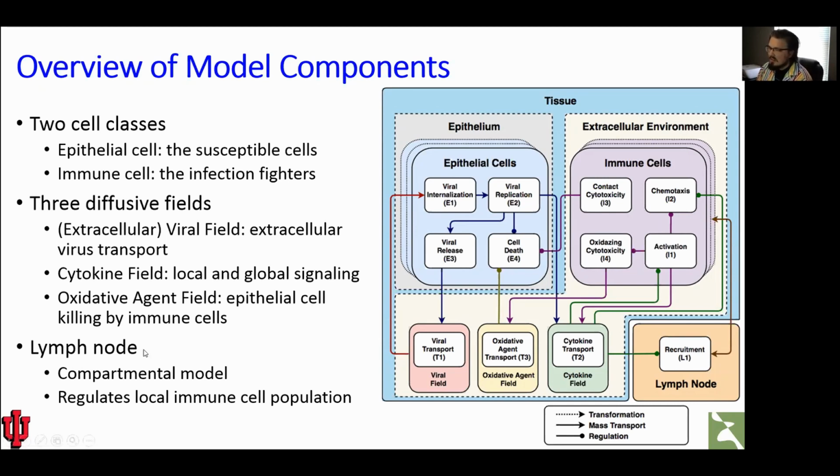And then again, we have a compartmental model that we use to represent the systemic immune system, describing either the pro or anti-inflammatory state of the immune response. Again, this is a compartmental model using an ordinary differential equation, and we use this to regulate the local immune cell population in our simulations based on the signaling that's done within the simulations.